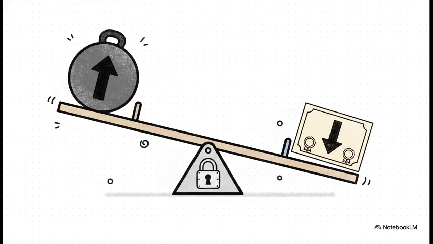Just picture a physical seesaw on a playground. It's that simple. As the interest rate's weight rises high into the air on one side, the bond price's weight is mechanically forced to fall on the other side. You literally cannot have one go up without the other going down. It is a completely locked system.